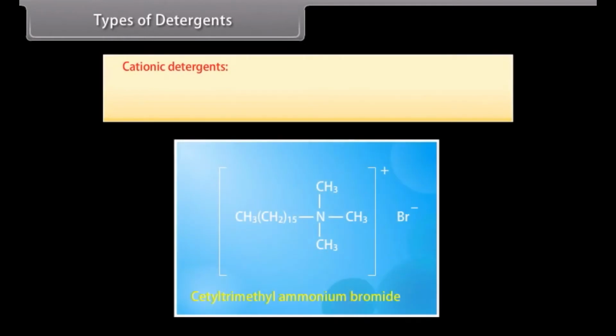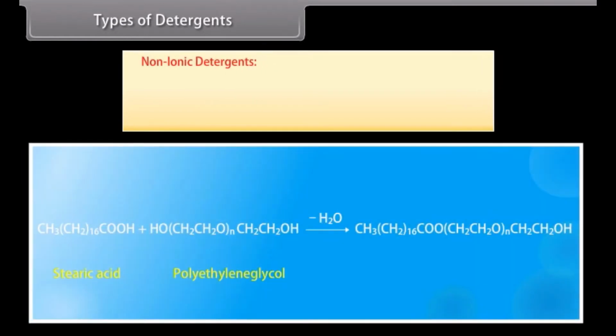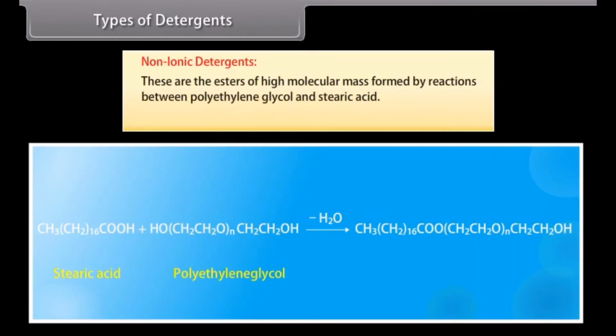Cationic detergents. These are mostly acetates or chlorides of quaternary ammonium salts. They are more expensive, therefore used to a limited extent as germicides. For example, cetyl trimethyl ammonium bromide. Non-ionic detergents. These are the esters of high molecular mass formed by reactions between polyethylene glycol and stearic acid. Some liquid dishwashing detergents are of the non-ionic type.